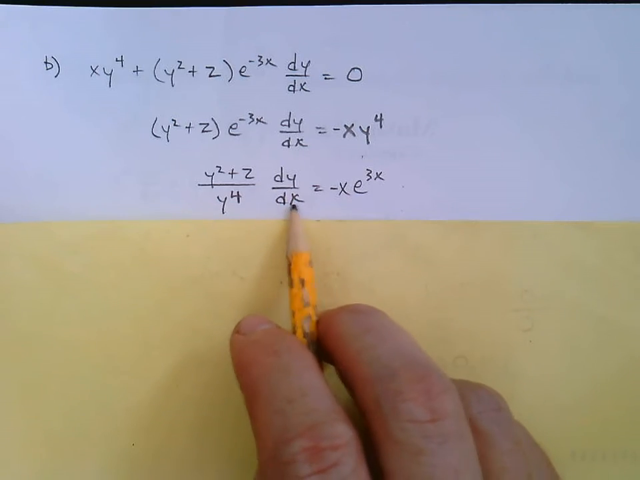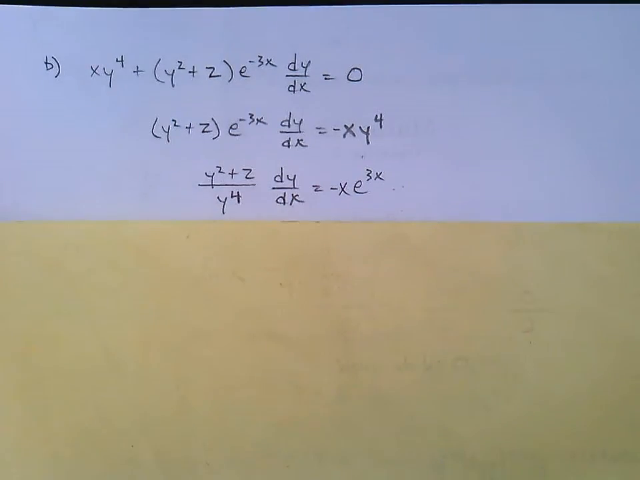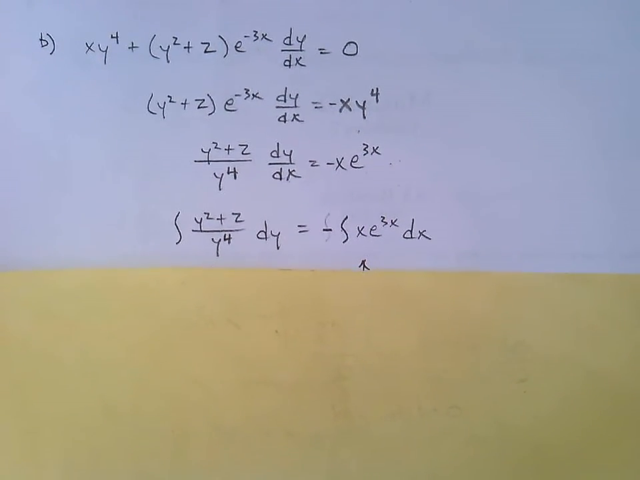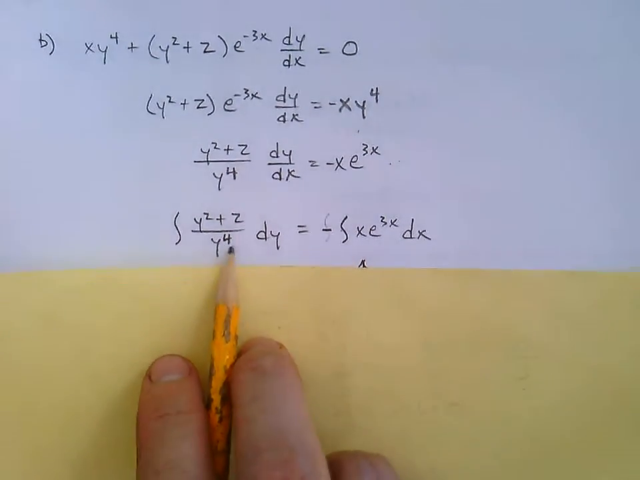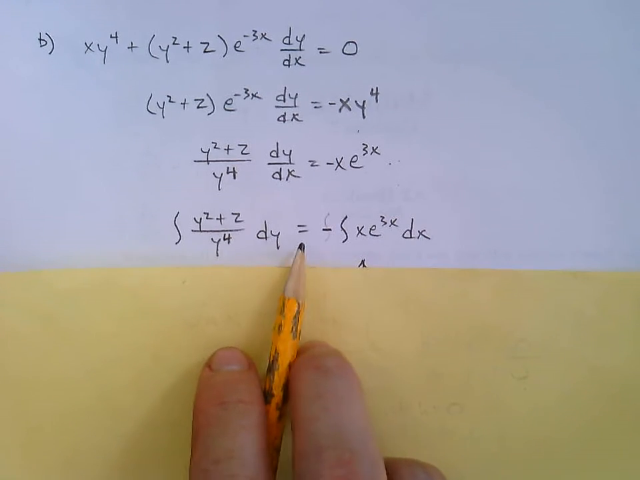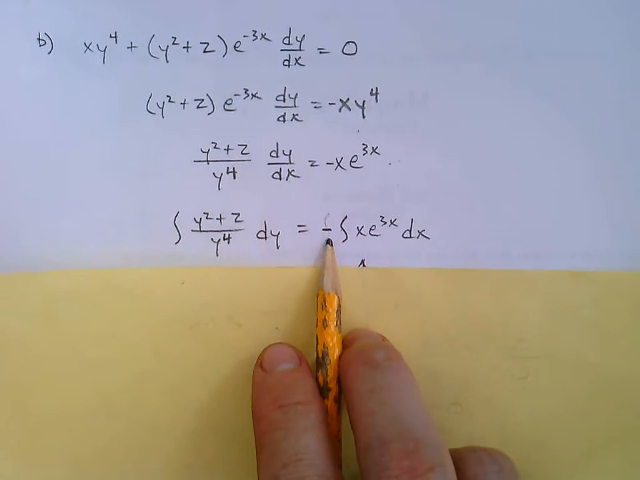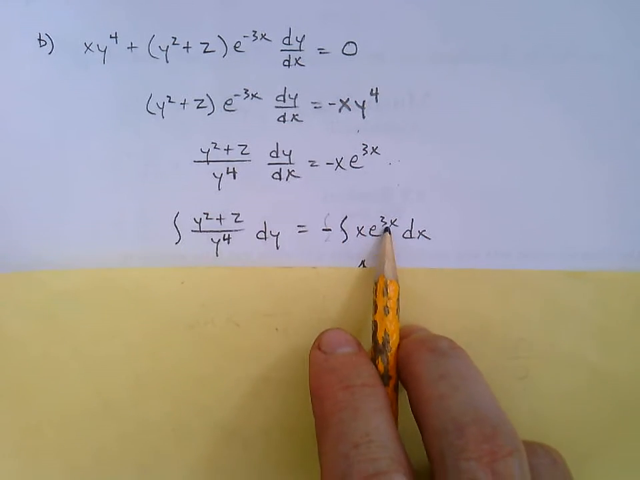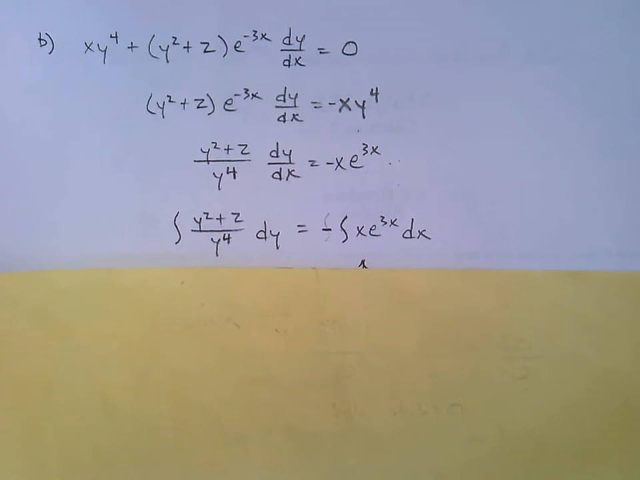We're going to move this dx here to the right and then integrate both sides. So we have the integral of y squared plus 2 over y to the fourth dy equals, and I'm just going to move that negative out, negative integral x e to the 3x dx. And we're well on our way to solving this differential equation.